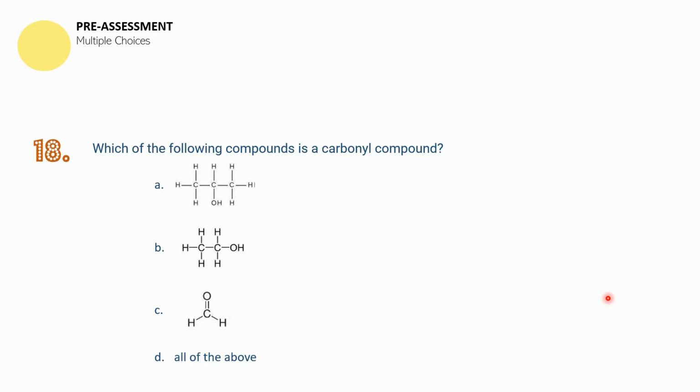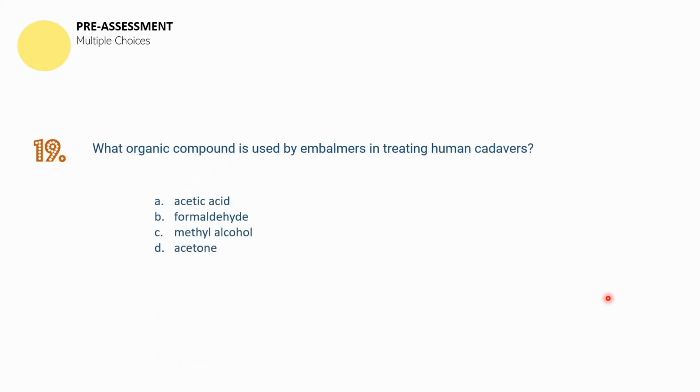Pause this video if you need more time. If you have decided to continue, let us move to the second to the last question. Question number 19. What organic compound is used by embalmers in treating human cadavers? A. Acetic acid. B. Formaldehyde. C. Methyl alcohol. D. Acetone.